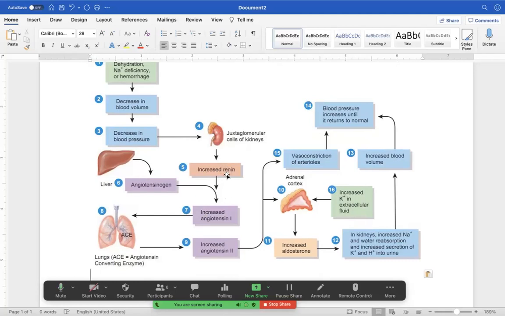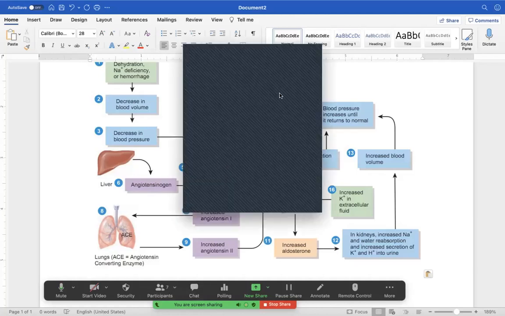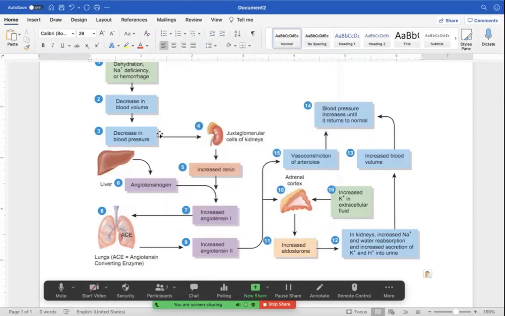Now, renin needs to get activated. So you have this thing called angiotensin. Now, look at the word angio, blood vessel, tensin. So what's going to happen to my blood vessel? It's going to get tensed up because what do I need to do? I need to increase my blood pressure. Yes, question? No, we're good?